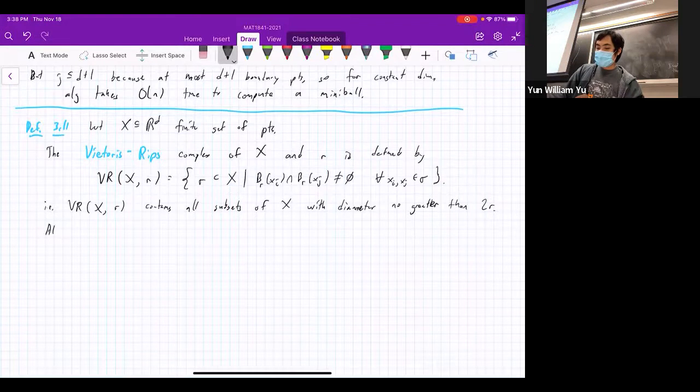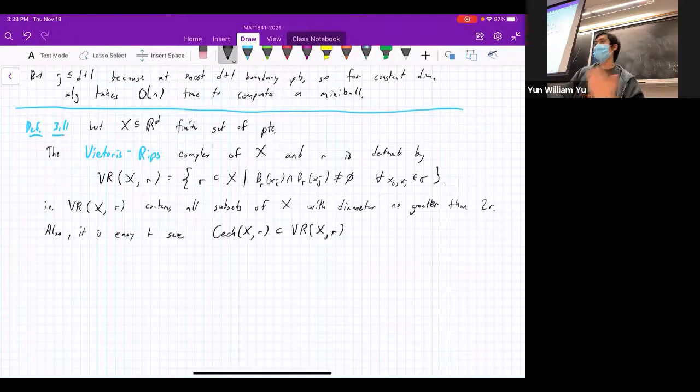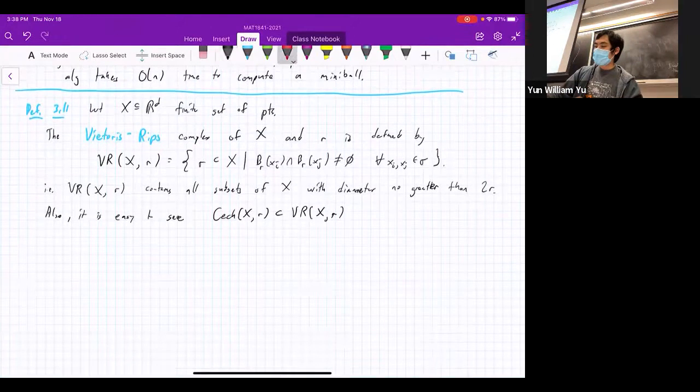So it's pretty easy to see that the Cech complex of X and R is contained in the Vietoris-Rips complex of X and R, right? And one of the exercises that I'm going to have you do, on the problem set associated with this section for the week after next, is to prove that the Vietoris-Rips complex of X and R is also contained in the Cech complex of X and R times root 2.